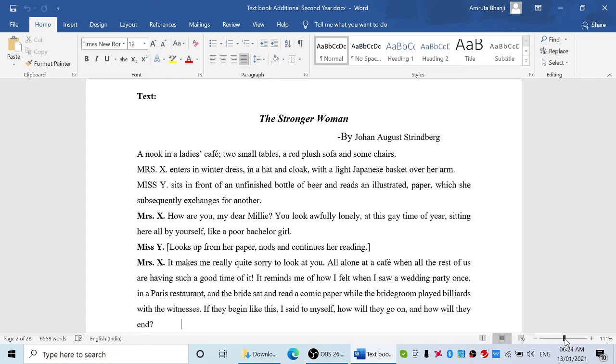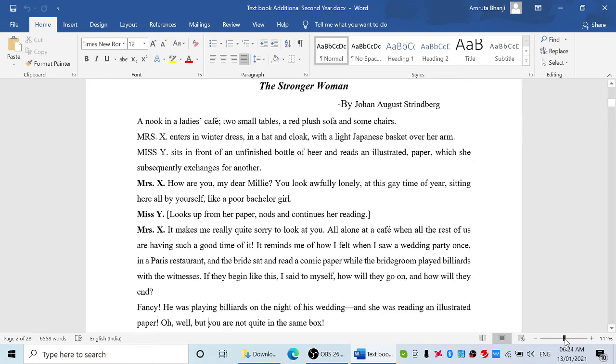She has full time to read the newspaper and gain knowledge, and to see how she can grow with that. We'll see. Mrs. X says, "How are you, my dear Millie? You look awfully lonely at this gay time of year, sitting here all by yourself, like a poor bachelor girl." See, actually that is Christmas Eve. These two were meeting, and as you know, on that eve all families or family members celebrate and share gifts with each other, and in that way spend a very happy time together.